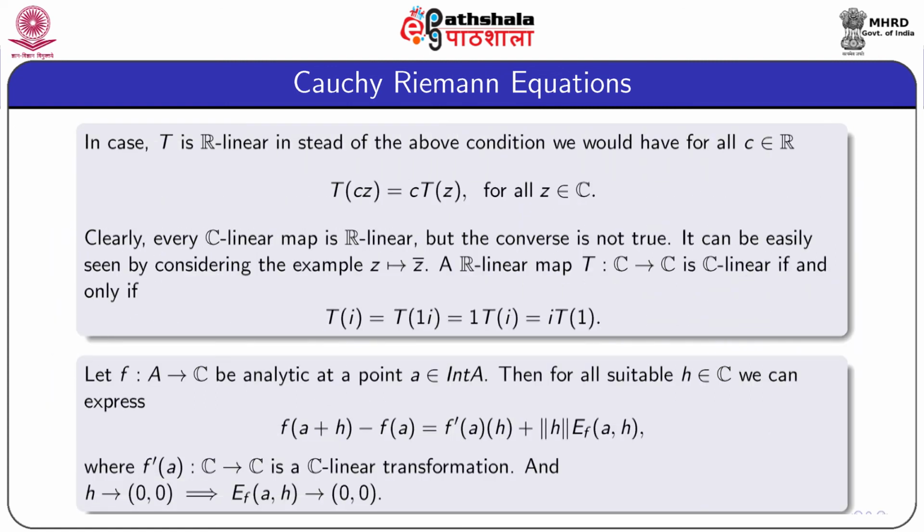Similarly, we can define an R-linear map. In that case, instead of the above condition, we should have for every real number c, T(cz) should be c times T(z). Here z is an arbitrary complex number. One can easily check every C-linear map is R-linear, but the converse is not true. One counterexample we have cited here: consider the map z maps to z bar.